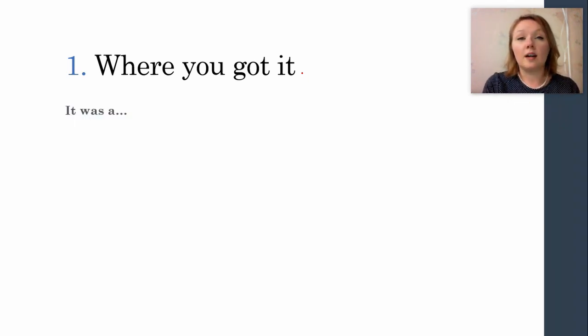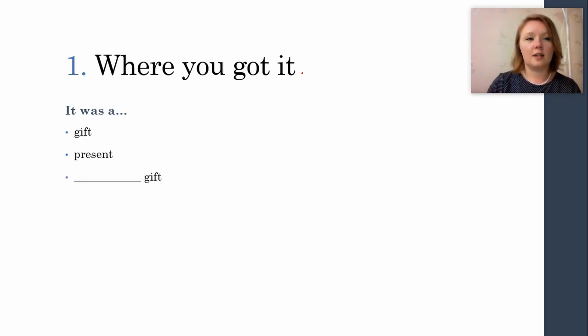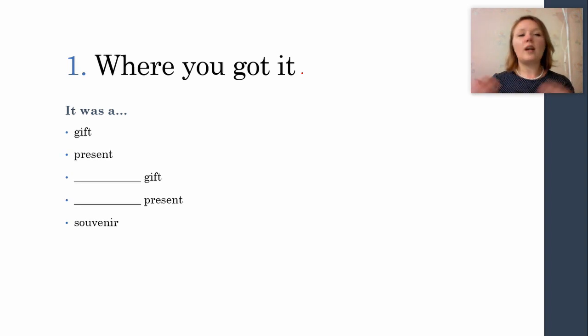If we want to talk about where we got it, first we could start with, it was a. I could say, it was a gift. It was a present, right? Gift and present are synonyms, right? Gift, it was a gift, it was a present. It was a blank gift or a blank present, which we'll see an example of in a moment. Or I could say, it was a souvenir. Do you remember that word from last week? A souvenir is something small that you buy when you travel.